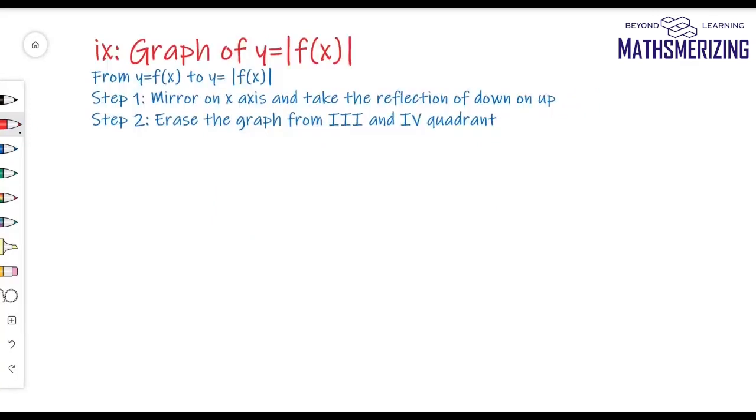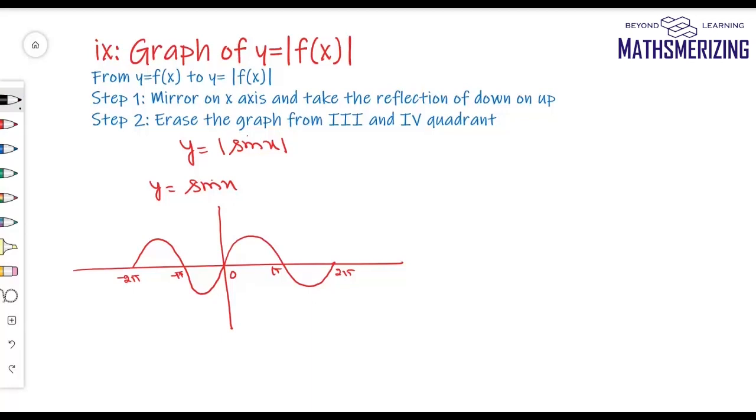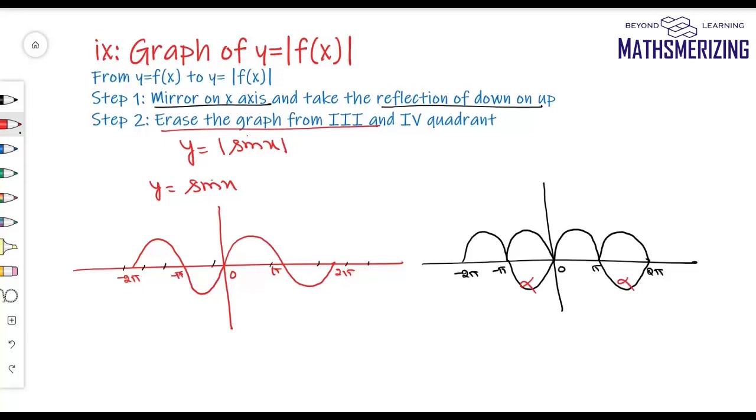Now the ninth transformation is: from the graph of y equals f(x), I need to draw the graph of y equals mod f(x). Say, for example, I have to draw the graph of y equals mod of sin x. For mod of sin x, my basic graph will be y equals sin x. So I'll draw the graph of y equals sin x. Now again there are two steps. First step is mirror on x-axis and then take the reflection of down on up. So I'll place a mirror on x-axis and I'll take the reflection of down on up. Then erase the graph from the third and fourth quadrant. So that is the graph of y equals mod sin x.